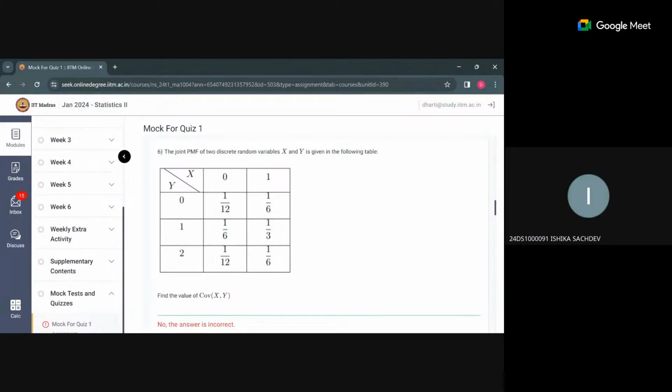Ma'am, I did not know if this was independent. I had to check if the probabilities are summing up to 1. If they are summing up to 1, then it is independent, right? No. Probabilities summing up to 1 means that the table is correct, that this joint PMF is valid. That will give you this information only. So, ma'am, how do you decide if it is independent?